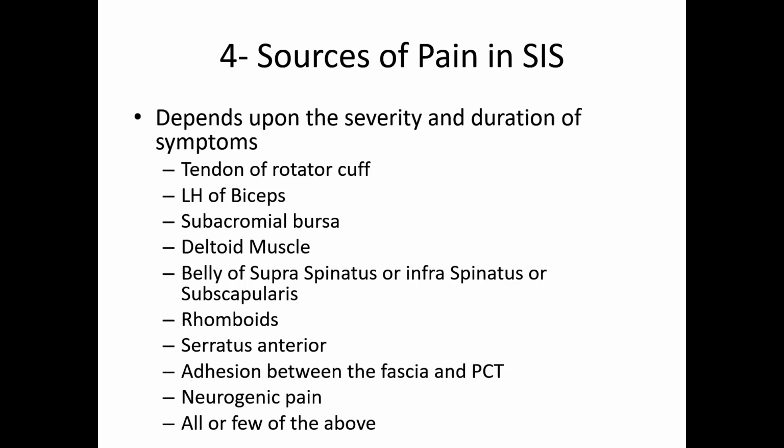That may include the tendonitis or the tendinosis of the rotator cuff tendon. The source may be from the tendonitis of the biceps long head tendon. The source of pain is just because of the subacromial bursitis. The source of the pain may be because of the deltoid muscle or the subdeltoid bursa. Similarly, the supraspinatus, infraspinatus, and subscapularis may also be involved. The pain may be because of the rhomboid insufficiency, the serratus inferior weakness.